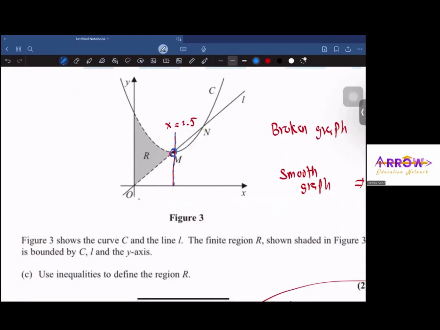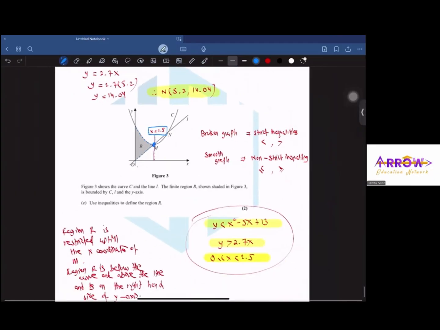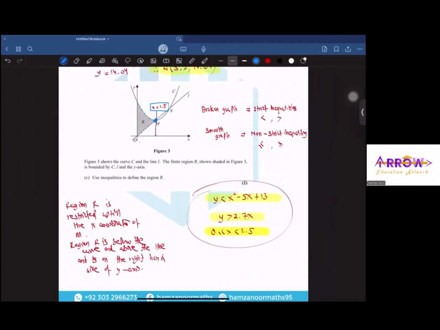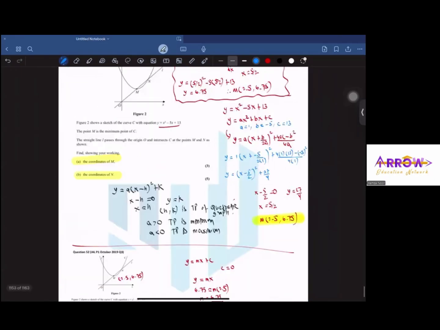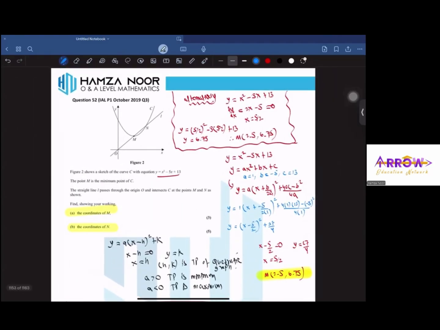And since I saw that the curve is a broken curve, the line L is also a broken line. So the vertex of region R, which is point M, it's best not to include x equals 2.5 into the region. All right. So in this way, we have answered part C. All right. So this was October 2019, question number 3, which is question number 52 of the handout.